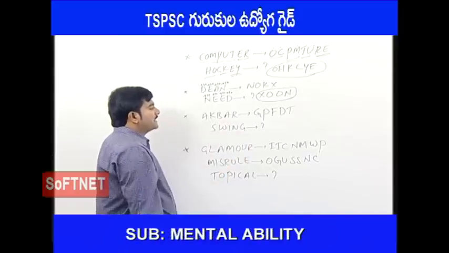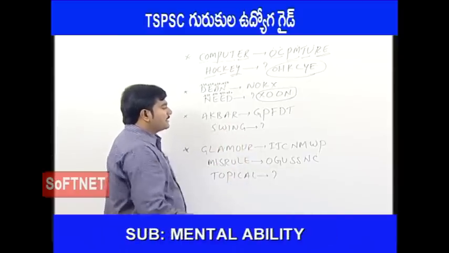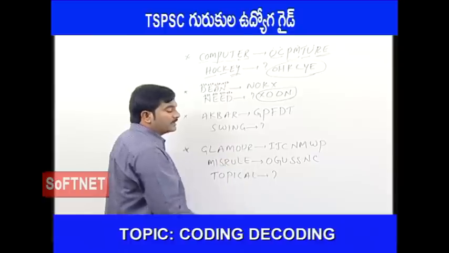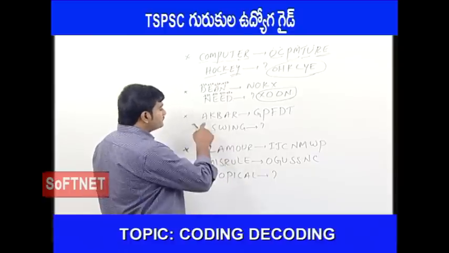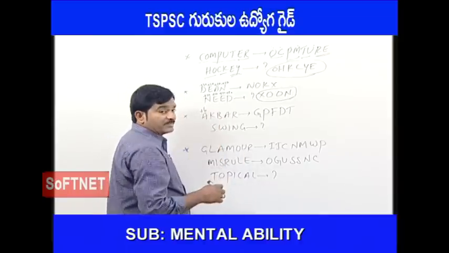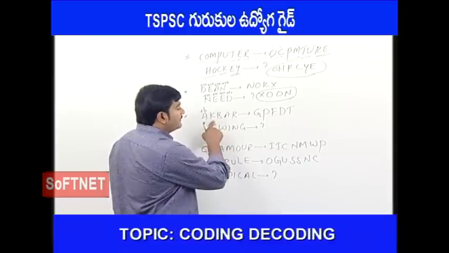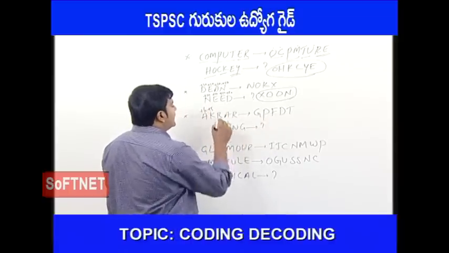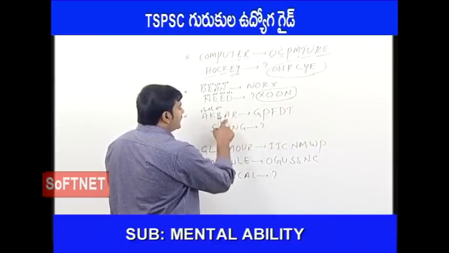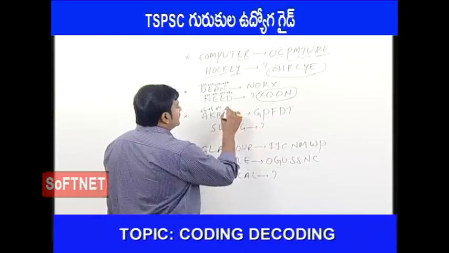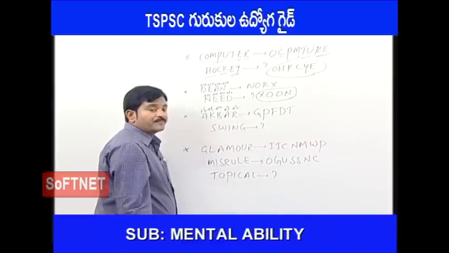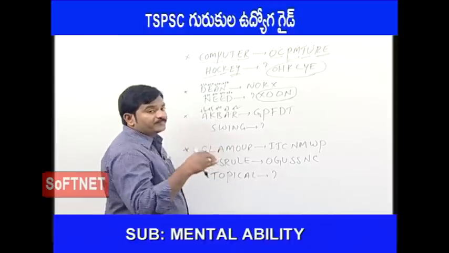Similarly, observe this: in a certain code language, Akbar is written as GPFDT. Then what is the code for the word swing? Simplifying it, A means 1, 1 has become 7, added simply plus 6. K means 11, 11 has become 16, added plus 5. B means 2, 2 has become 6, plus 4. A means 1, 1 has become 4, plus 3. R means 18, 18 plus 2, 20. What does it mean? The numbers being added are in decreasing order.